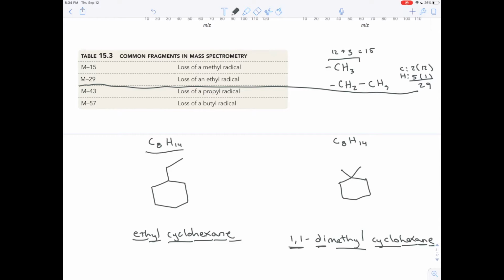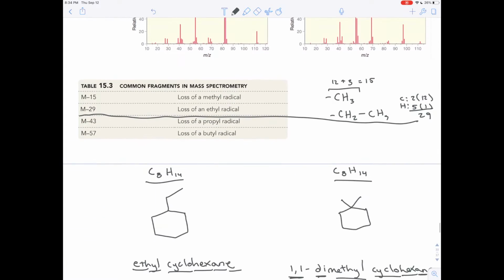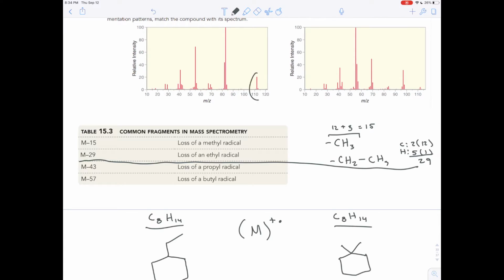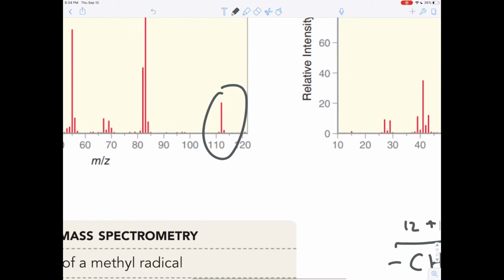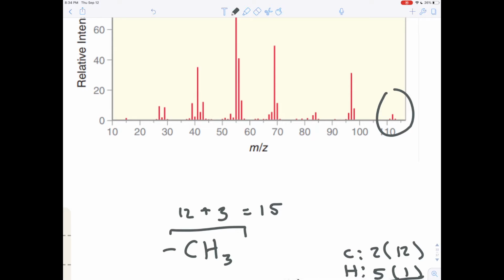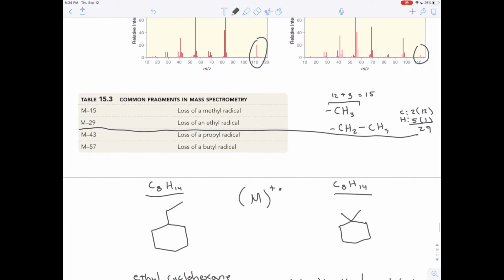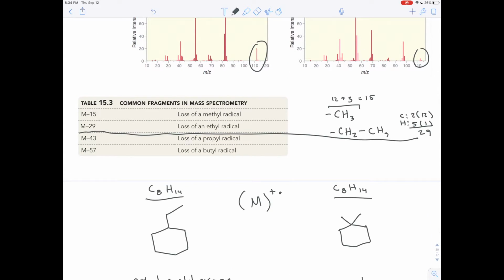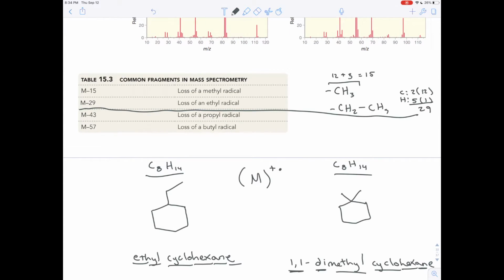And so they have the same molecular mass, and they would have the same molecular ion peak. So you won't be able to tell the difference between them just by looking at the molecular ion peaks. You notice the molecular ion peak in both of these is at around 112. So instead, what you can see is that they have different types of branches on them.